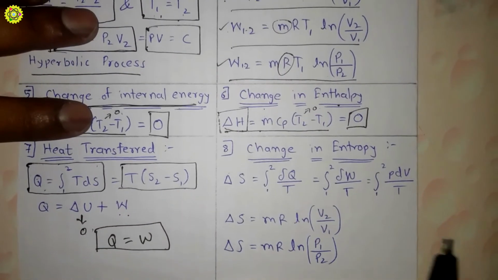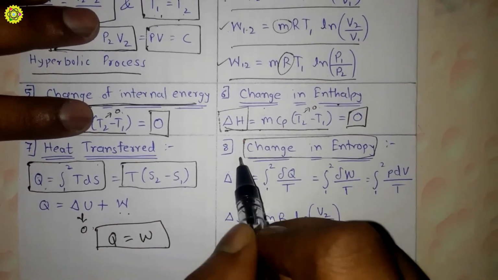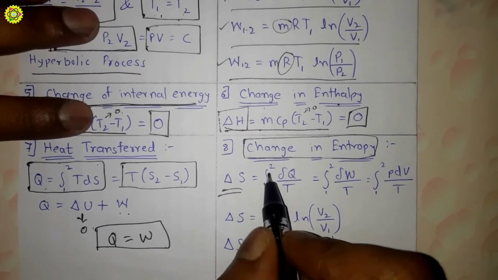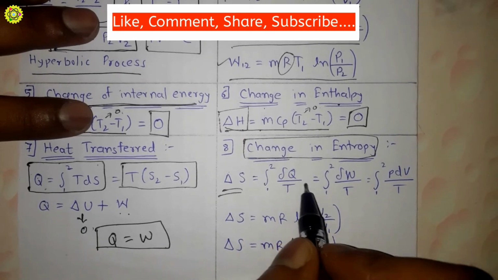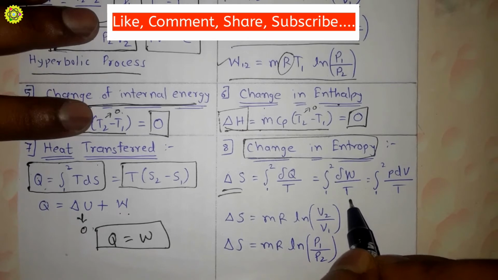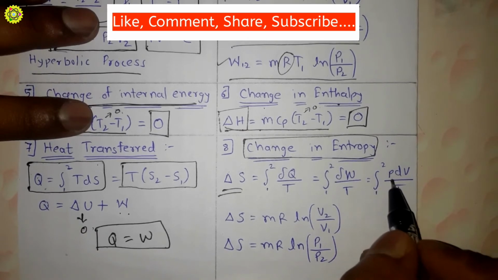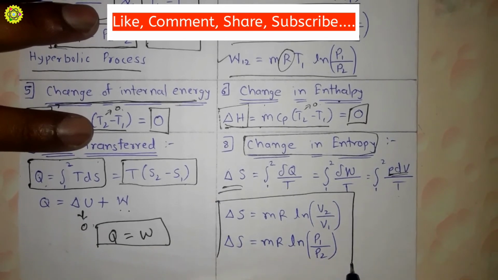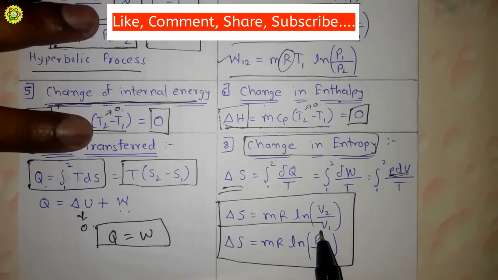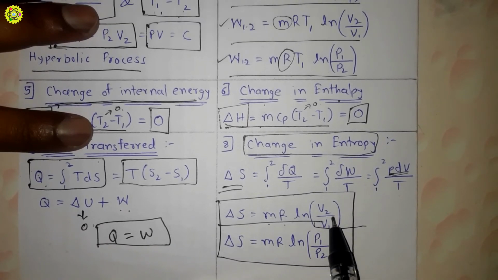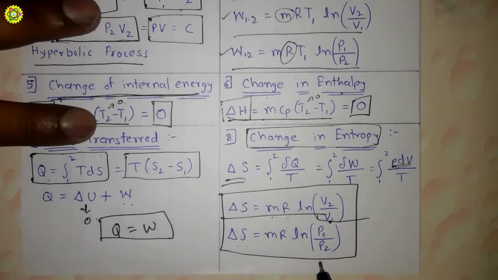Now further change in entropy. So here change in entropy, that is delta S, is equal to integration of 1 to 2 delta Q upon T is equal to integration 1 to 2 delta W upon T is equal to integration 1 to 2 PdV upon T, and we can write down the equation of change in entropy as delta S is equal to mR ln V2 upon V1, delta S is equal to mR ln P1 upon P2.